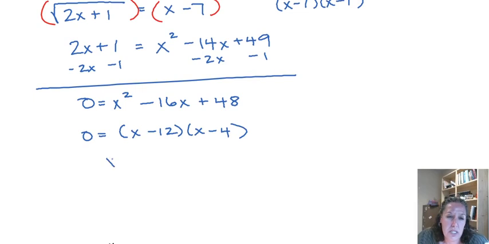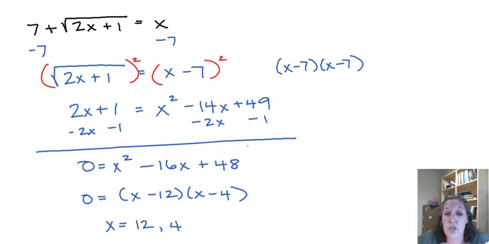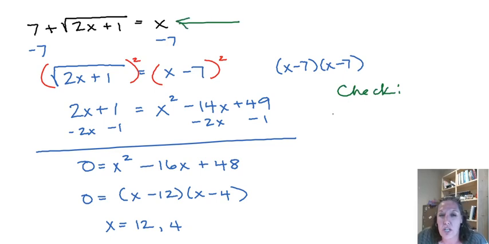Setting each of those equal to 0, we're going to get x is equal to 12 or x is equal to 4. Now again, anytime you have a square root in your original, you do need to check. Anytime you have an even root, a square root, fourth root, sixth root, you could introduce extraneous solutions, extra solutions. So we want to check this, and we always check by plugging into the original, so make sure that you're plugging back into that original equation.